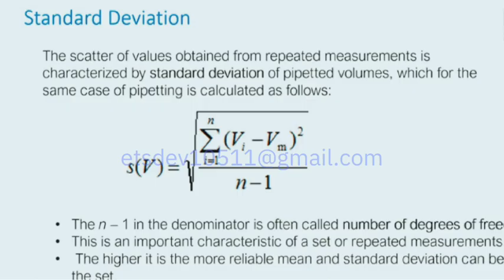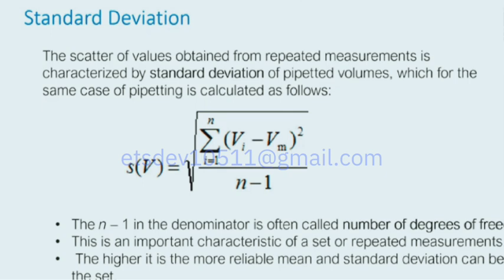This number n minus 1 in the denominator is known as the degrees of freedom. As the degrees of freedom increases, you will find that the standard deviation will decrease. And the degrees of freedom will change with the number of replicates that you have done, because n is in the denominator.